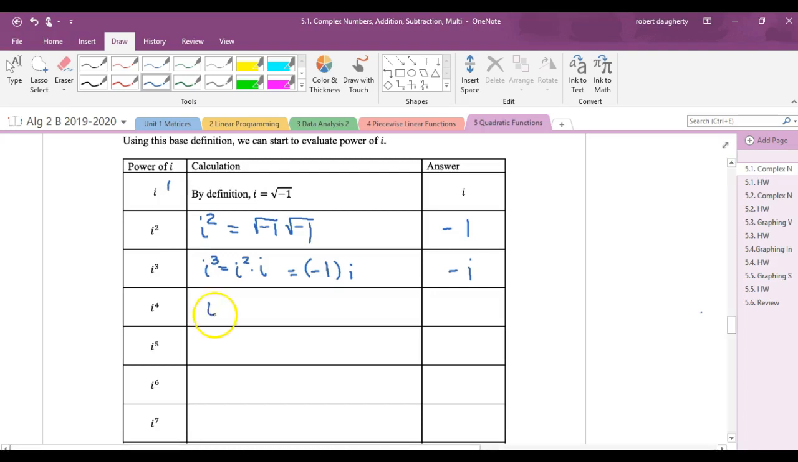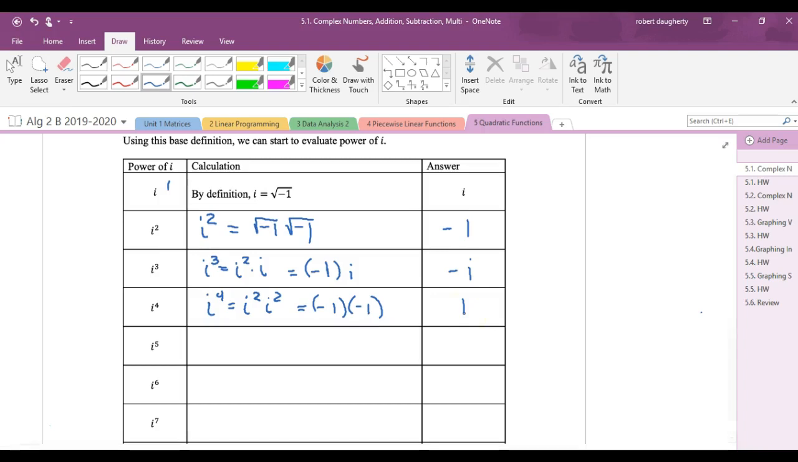Let's look at I to the fourth. I to the fourth, does everyone agree that can be written as I squared times I squared, right? Okay? You agree with that? Okay. What's I squared? Yeah, this is negative 1 times negative 1. What is that number? 1. Okay.